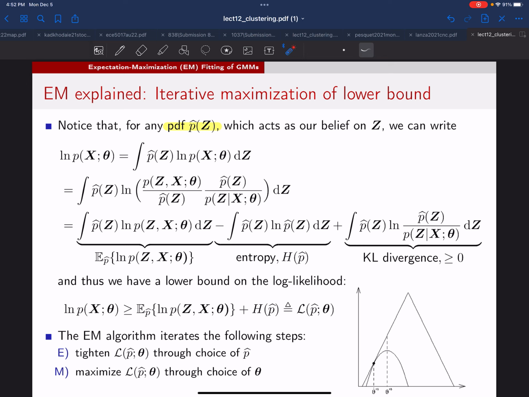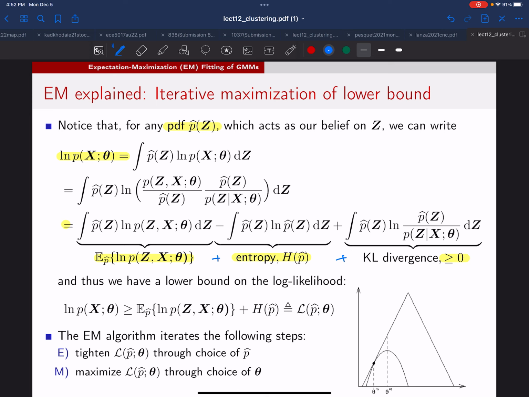Okay, and so the reason why we're doing this is we now have a new expression for this log likelihood, equaling this first thing plus the entropy plus this last term, which is non-negative.